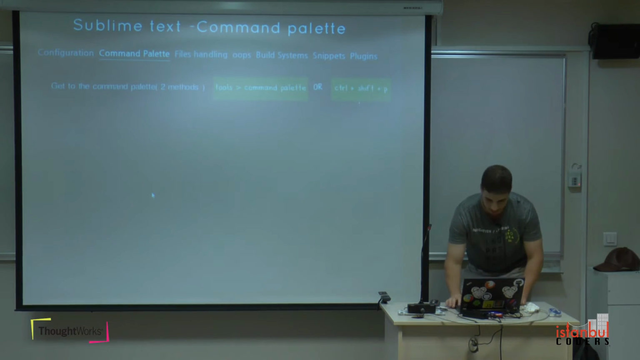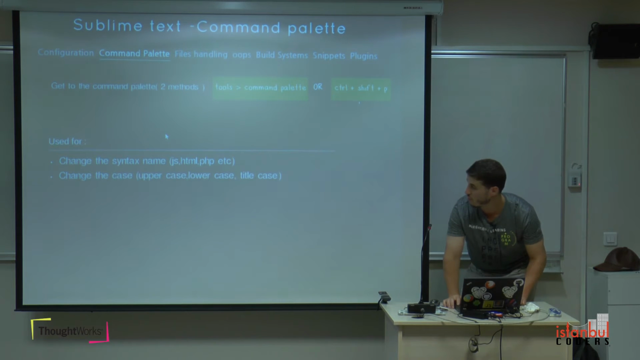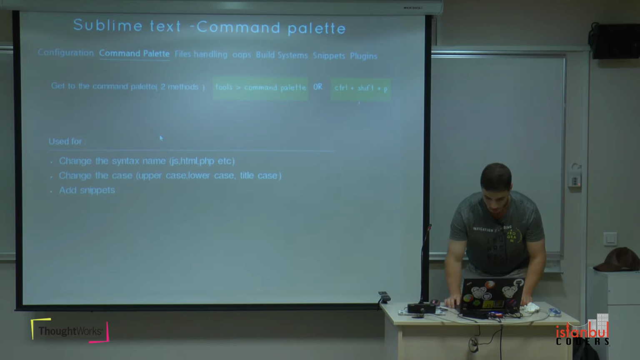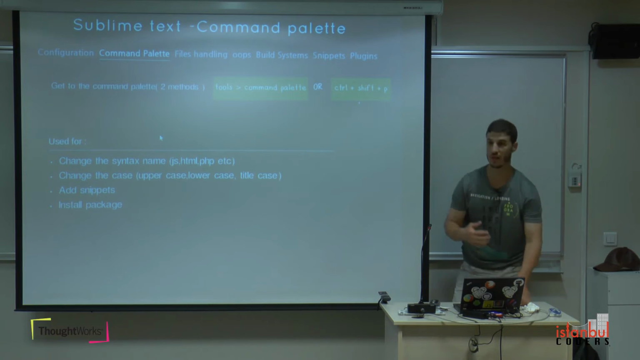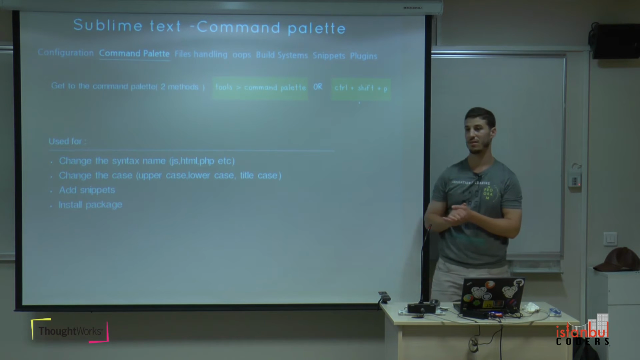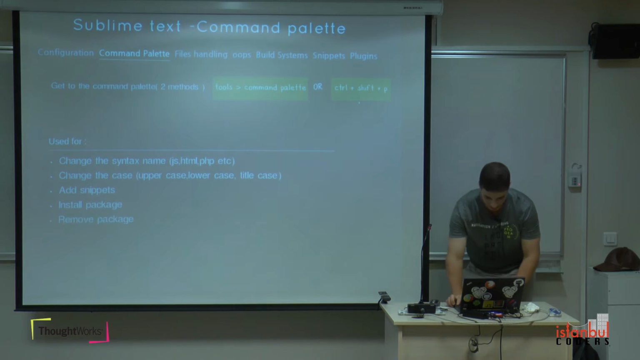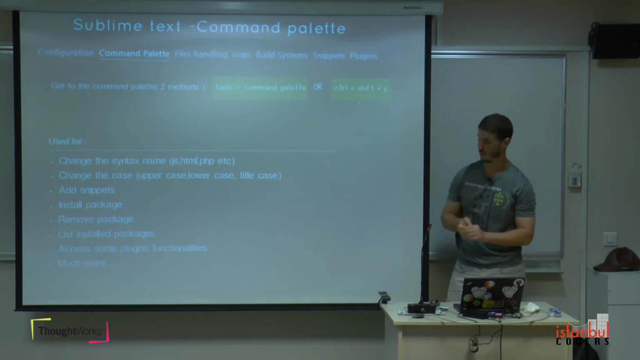Yes, this is the Command Palette. As we said, it's used for a lot of things. For example, change the syntax name like we've discussed. Also, change the case: uppercase, lowercase, title case, and all the other cases. We also have add snippets. We will talk about snippets and how to use them. We also have installing packages, packages meaning plugins or new modules to extend the functionality of Sublime Text. We also have removing packages, obviously, list installed, and a lot of things. And much more. This is the Command Palette. It's a very, very important aspect of Sublime Text, okay?